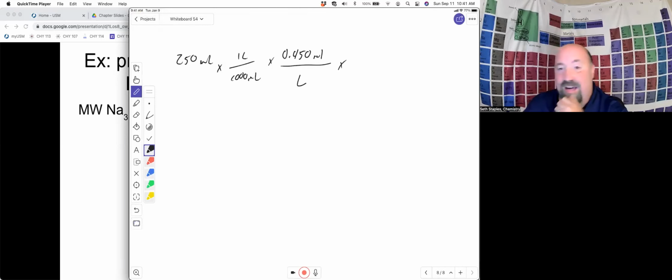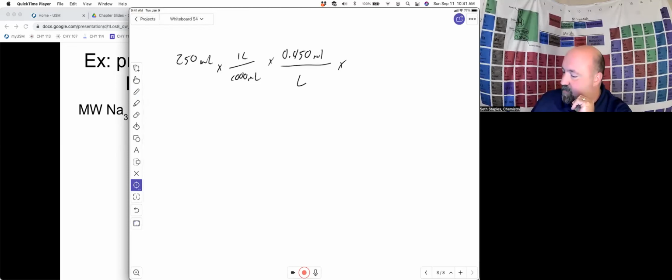Now, if I stop the calculation right here, that would leave me with moles. I would know how many moles of sodium phosphate I need to make this 250 milliliter solution. But that doesn't do me much good at this point. I don't have a balance, I don't have a scale that's going to allow me to measure the number of moles. So I need our final bit of information.